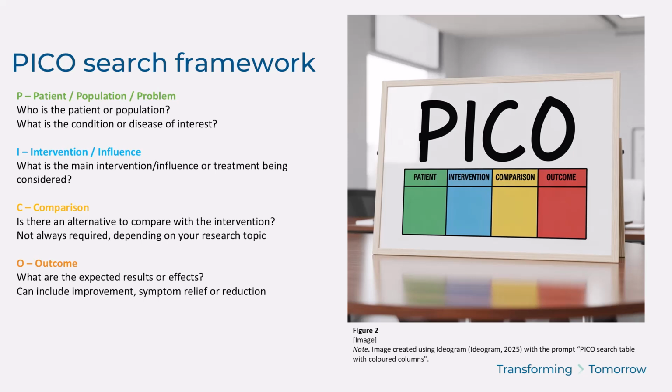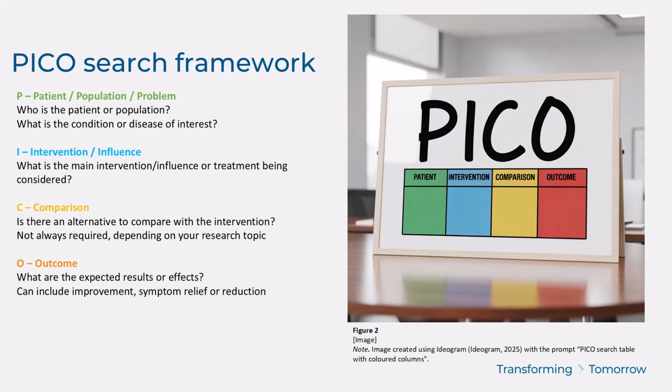The P in PICO stands for patient, population, or problem. Who is the patient or population group? Or what is the condition or disease of interest? The I stands for intervention or influence. What is the main intervention, therapy, or treatment being used?